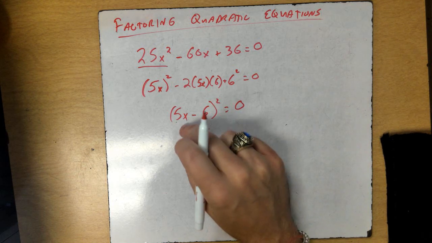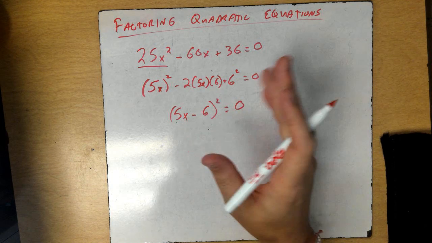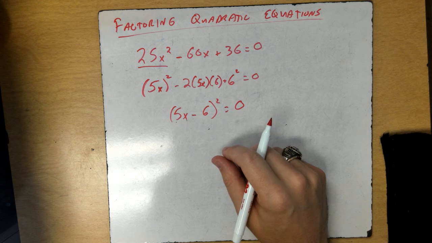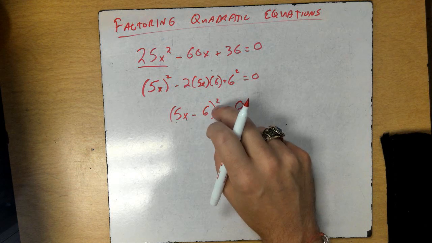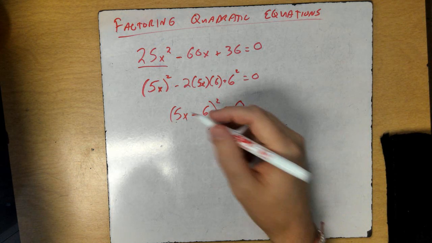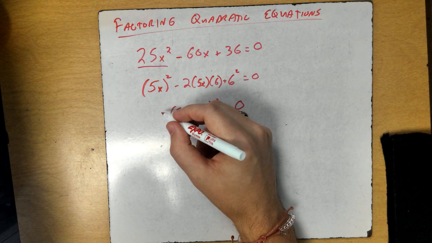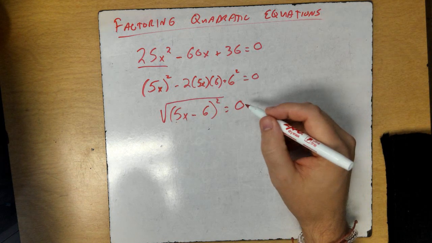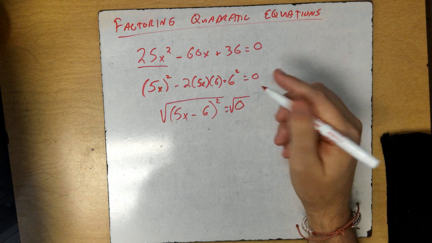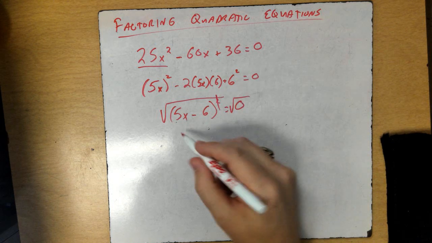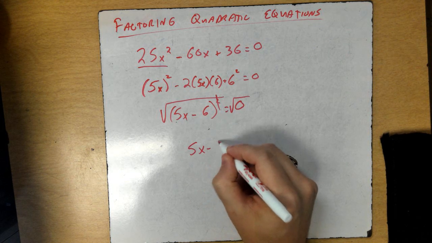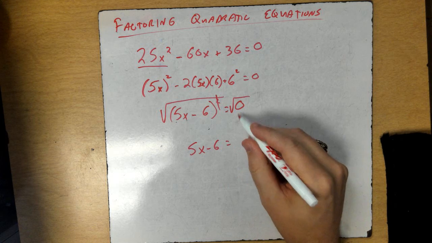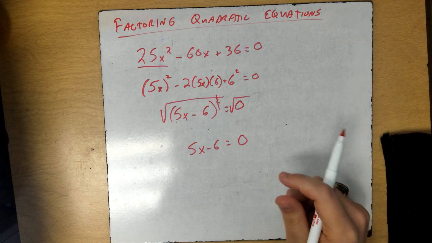Now we're solving for x. Now we're going back to our previous problem that we did, where we had to get rid of this square here, right? So get rid of that square. We got to do square root on both sides, to cancel out this square here. We're left with what's in parentheses, 5x minus 6 equals, the square root of 0 is just 0, okay?